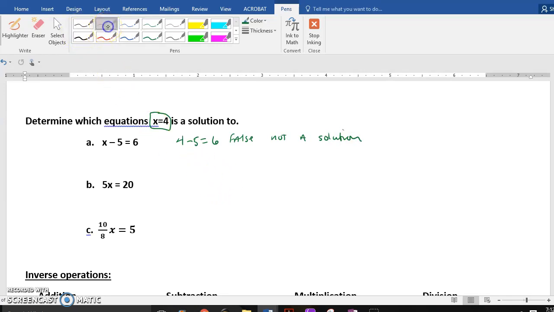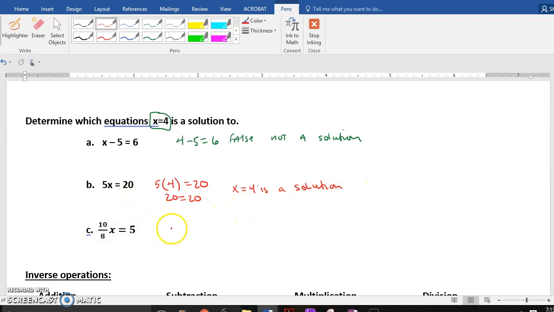But example 2, when I look at 5x, that's the same as 5 times x. So 5 times 4 equals 20. Does 20 equal 20? Yes, that is a true statement. Therefore, x equals 4 is a solution to this equation.